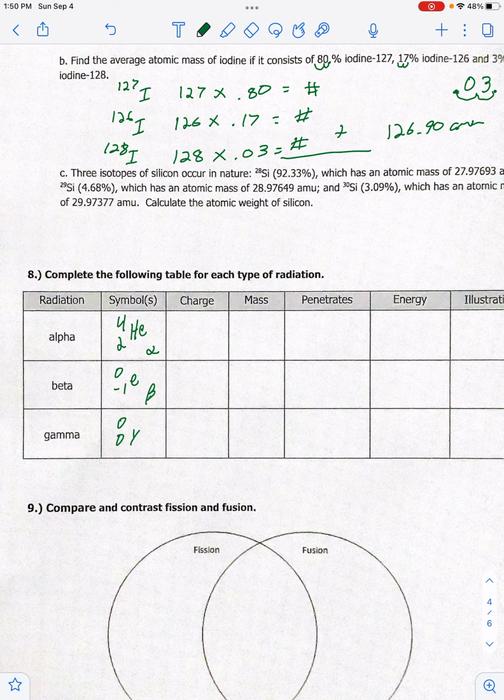So those are your symbols. If you see those, you need to make sure you know them, so that tells you what type of decay it is. Now your charge for this would actually be a positive 2 for alpha.